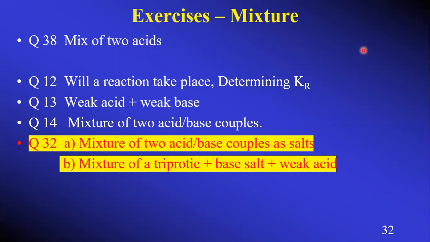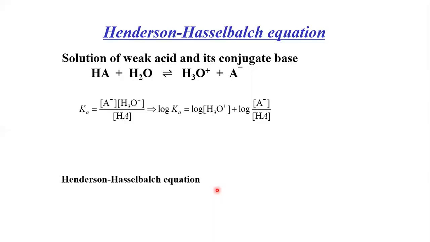That being said, you are responsible, please, to solve the following questions. Question 38, that's a mixture of two acids. Number 12, determining K reaction and which reaction takes place. Number 13, that's a weak acid and a weak base mixture. Number 14 is two acid-base couples where we're given the concentration of the acids and the bases in the couple. And the hardest question which I find in the whole course is question number 32. Give it a shot, try to solve it. We're going to have a recording of the solutions for these as soon as I can.